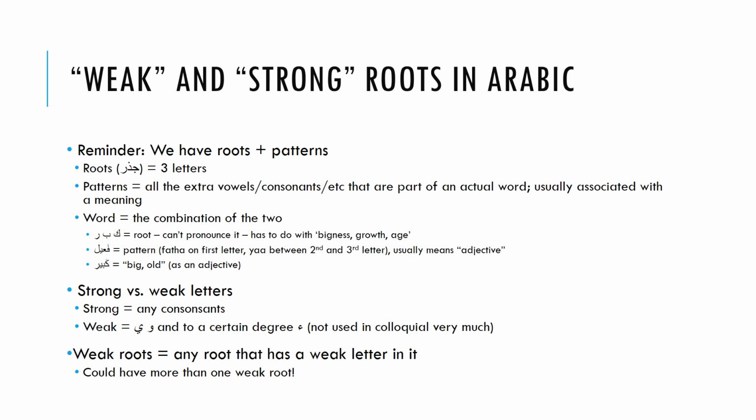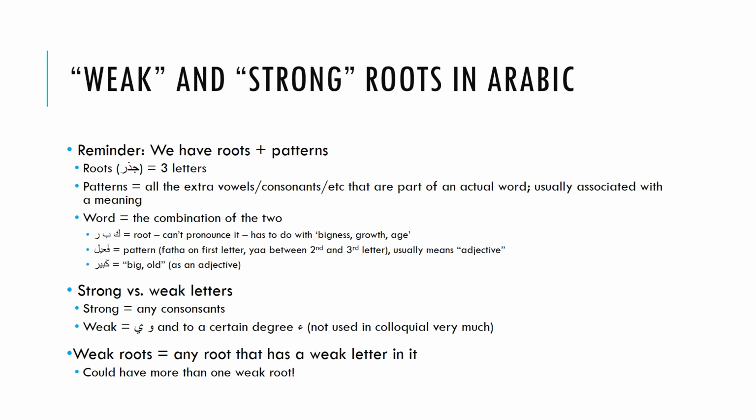So kabara is a root. There's no way to pronounce that. You can't say kabir. There's no vowels. There's just nothing there. It has to do with bigness and age and growth. There's the pattern fa'il, which has a ah sound on the first letter of the root, and a ya in between the second 2 letters of the root. And that usually has to do with adjectives, tawil, sagir. So if we stick the 2 together, we get kabir, meaning big or old.